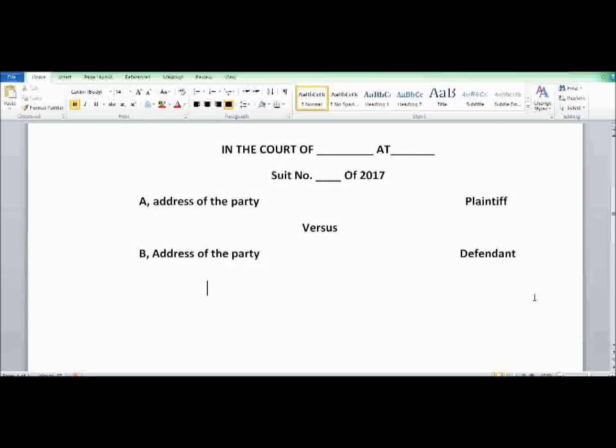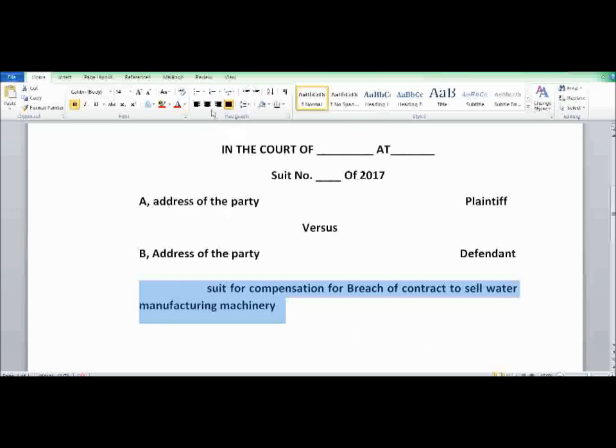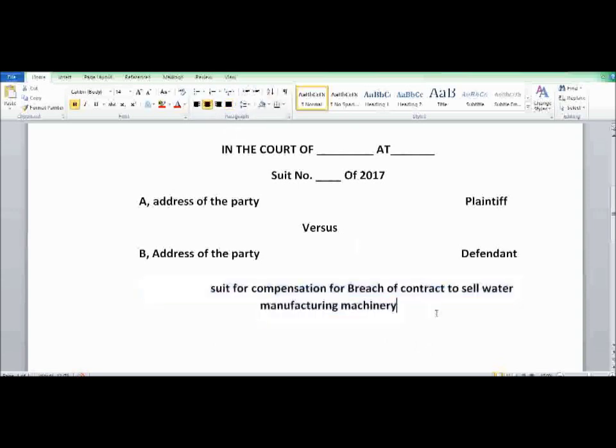Now it is ready to start. Now our subject will come. So the subject would be: suit for compensation for breach of contract to sell water manufacturing machinery. Okay, now select the subject and put it in the middle. Now fine.